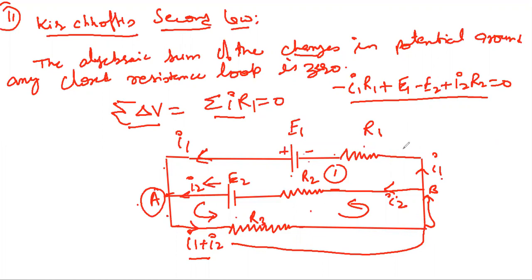For the second loop, means this loop, what will we be writing? Minus I2 R2 plus, only one cell is there in that circuit, that is E2, minus (I1 plus I2) R. This will be 0. These are the statements of Kirchhoff's law.